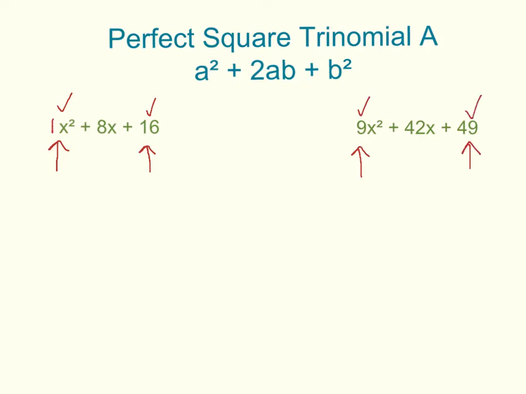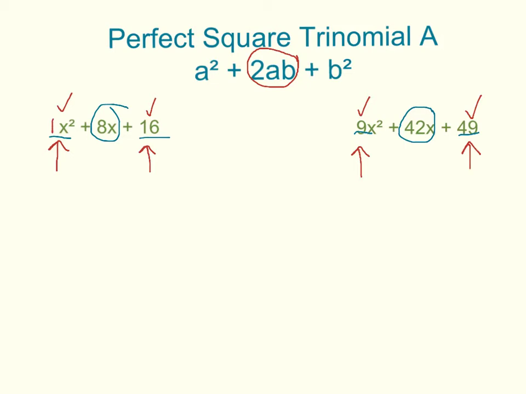It's not guaranteed. For it to be guaranteed, the 2ab has to be true, and I'll explain that a little bit more in a second. But the key thing to remember, that middle term does not have to be a perfect square, just the first and the third terms.